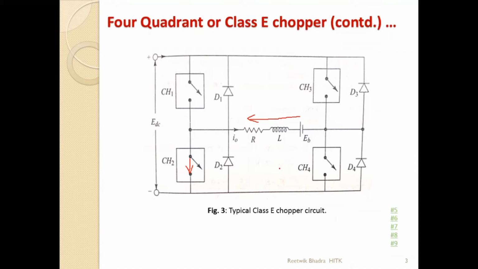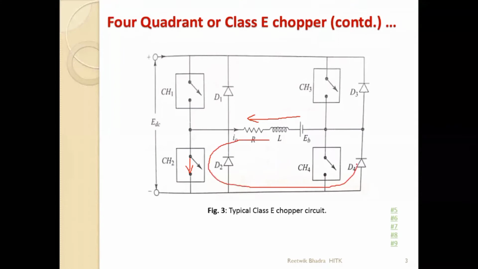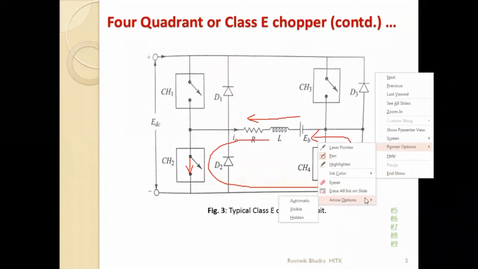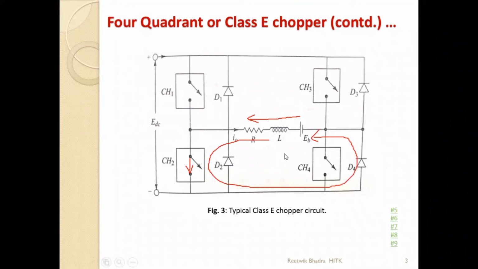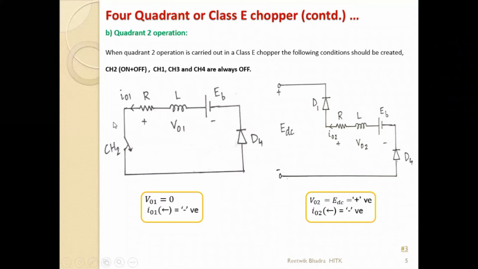Now if the current starts flowing in this direction, which diode will be on? Because the switches CH1, CH3, CH4 are not on, obviously this circuit has to complete a path. It starts from this positive and has to end at this negative, so obviously it should pass through D4 and complete its path over here. So this is my circuit, starting from EB, current forced in this direction through CH2, D4, back to EB minus.